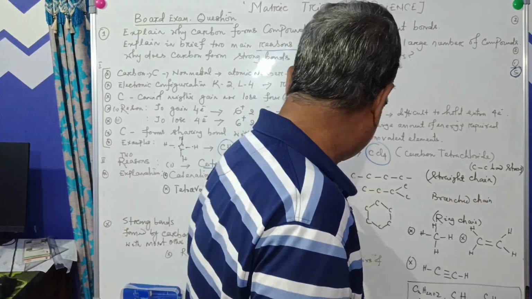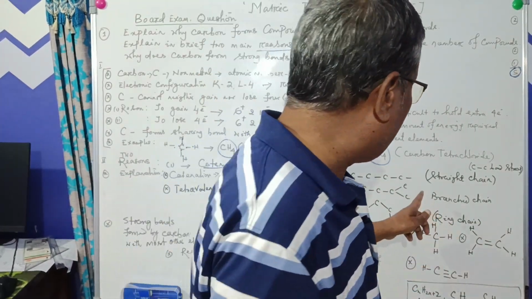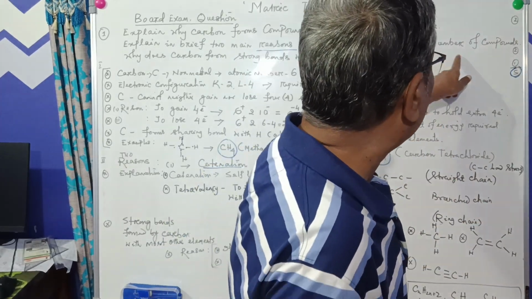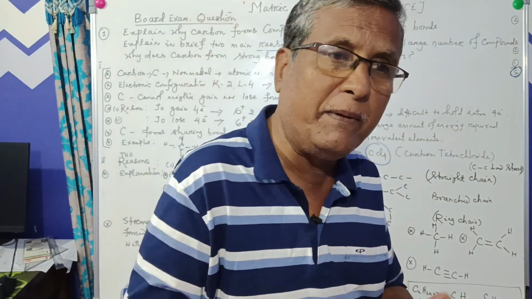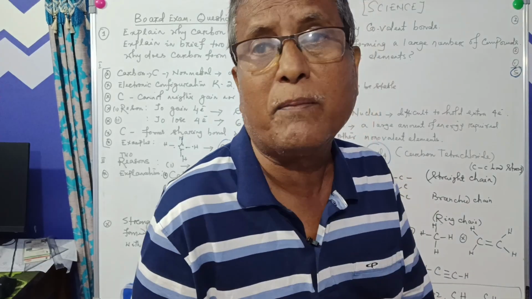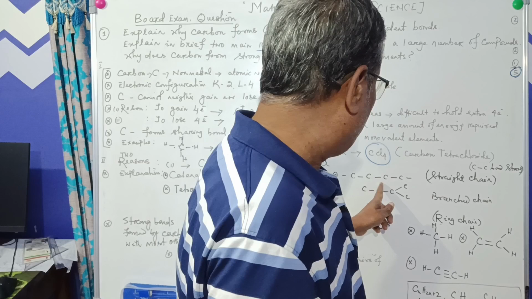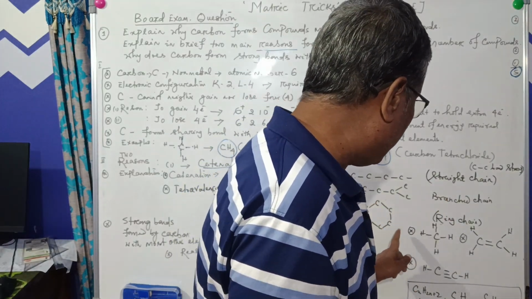And due to that catenation property, carbon forms a large number of compounds, and those compounds are called carbon compounds. It may be a hydrocarbon or it may be carbon compounds with other elements. So this is called a straight chain, this is called a branched chain, and this is called a ring chain.